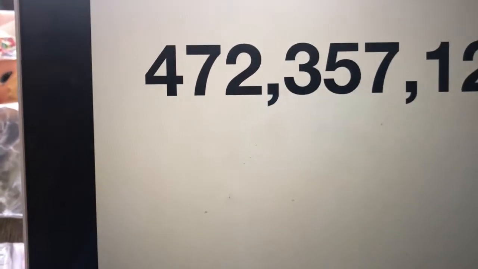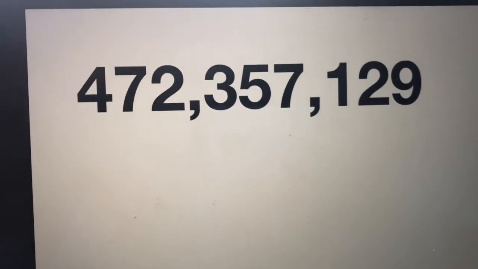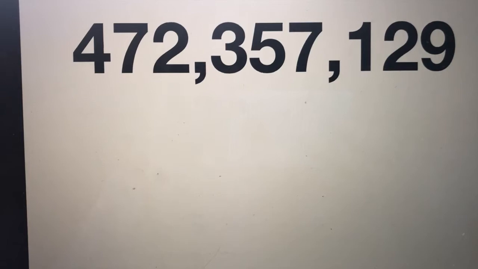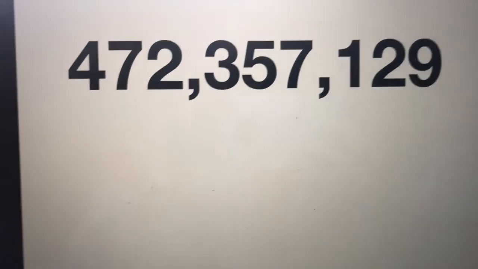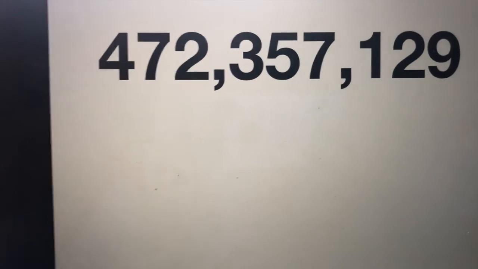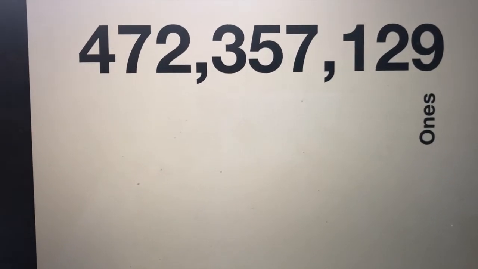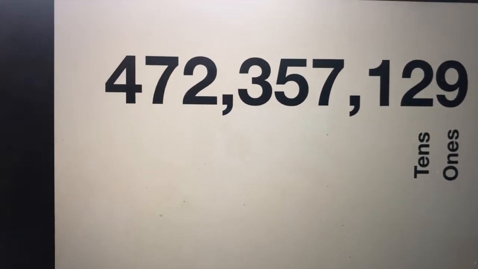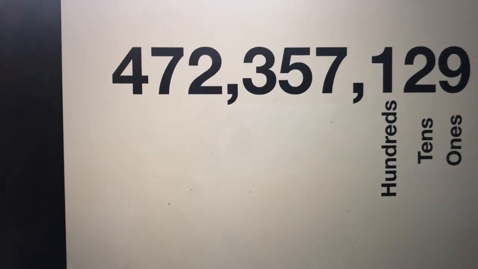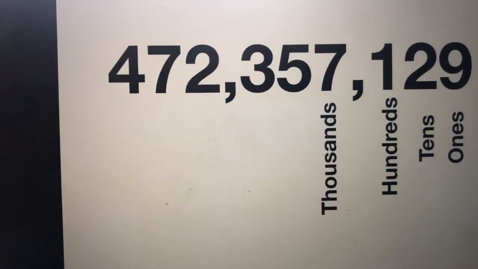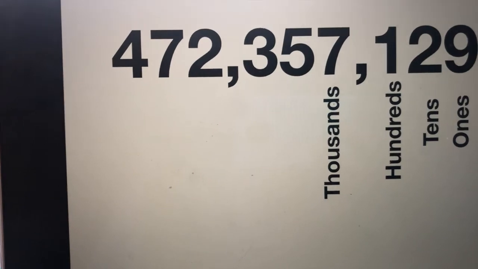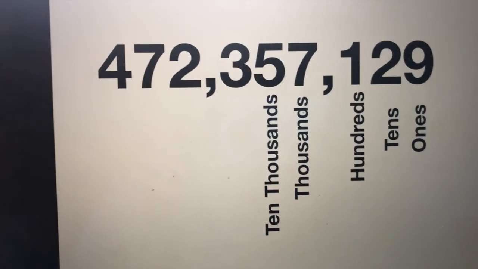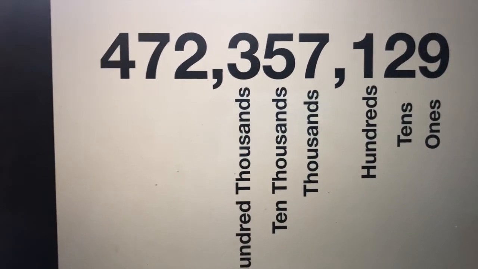Now what we're going to talk about is the place value. This should be a review for everyone. Once I get all of the numbers up, the place value of the numbers should be something you recognize. The 9 is in the ones place. The 2 is in the tens place. The 1 is in the hundreds place. The 7 is in the thousands place. The 5 is in the 10,000s place. The 3 is in the 100,000s place.